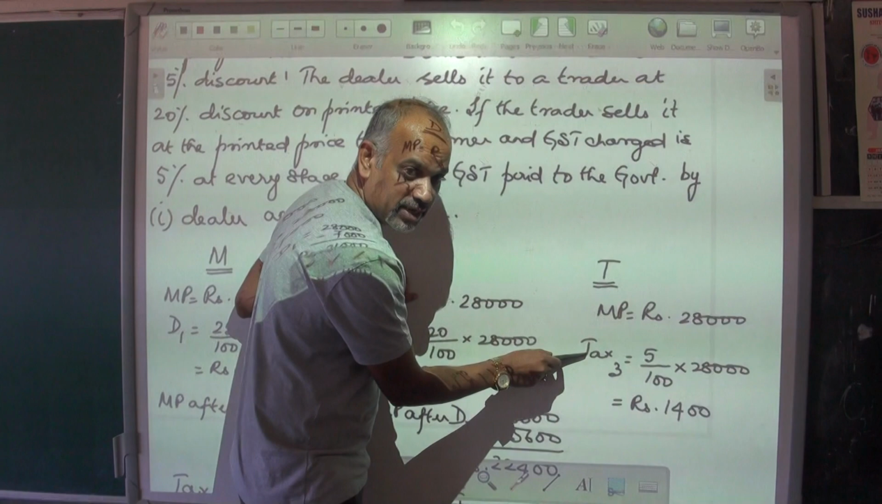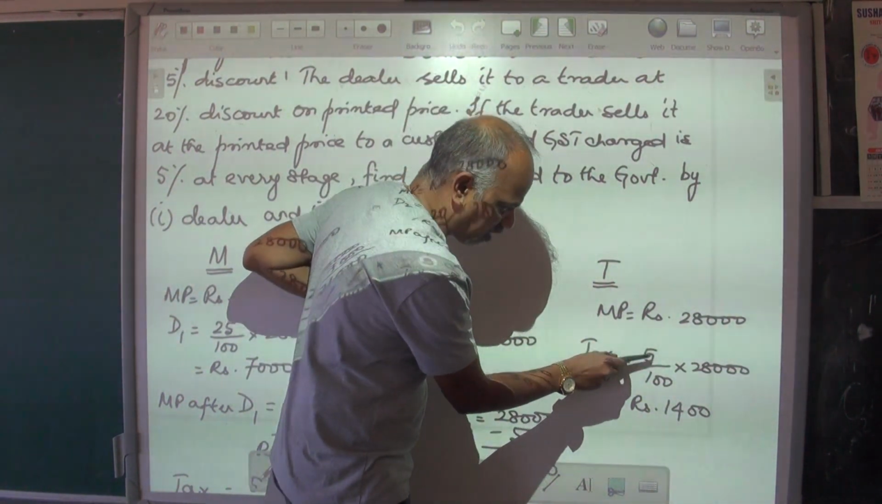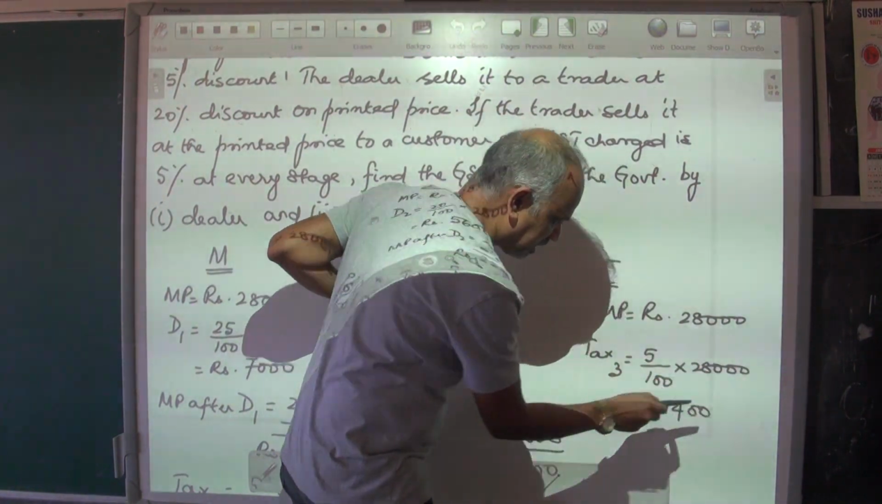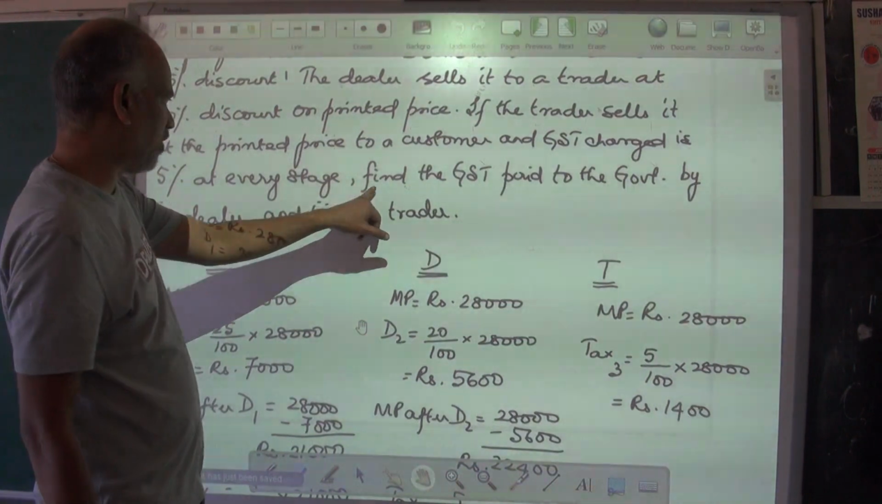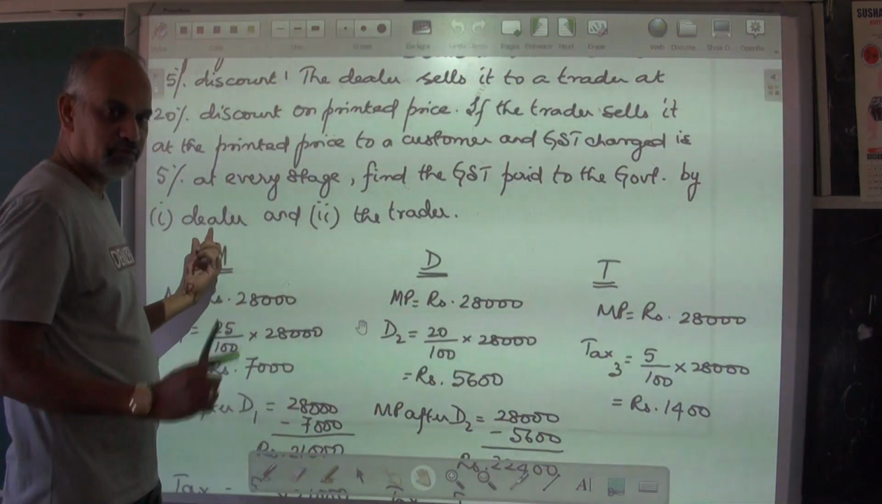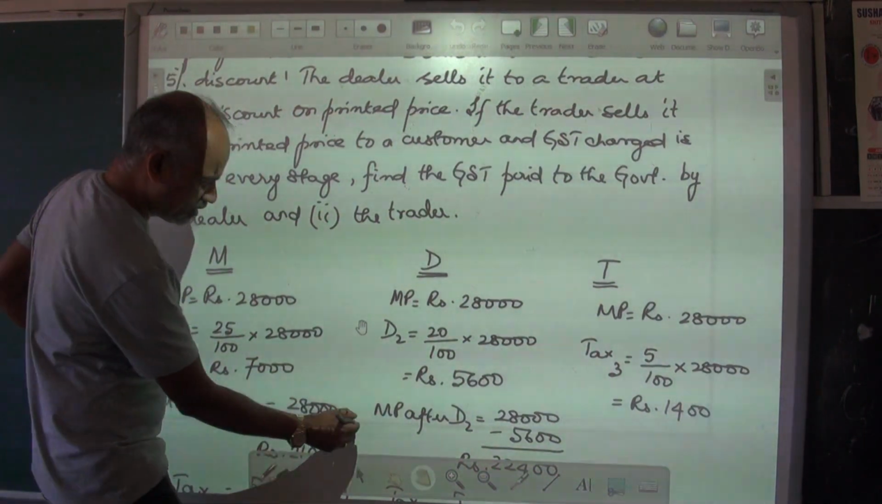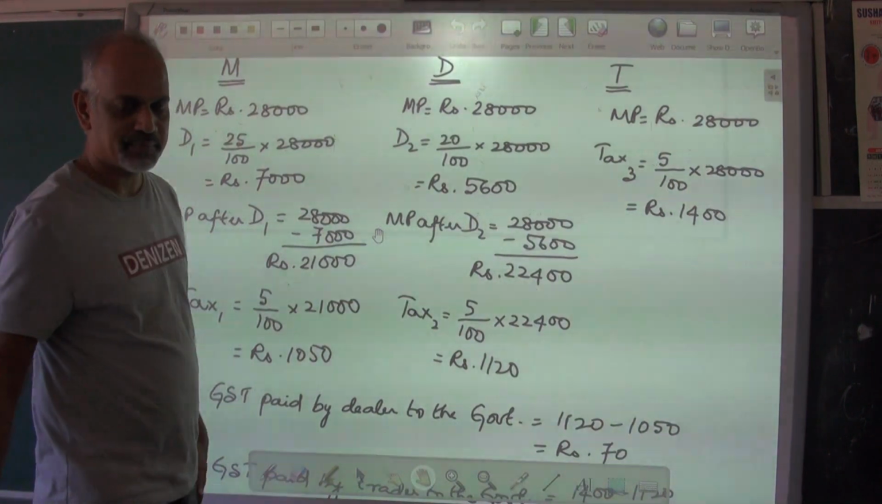On this, we calculate the tax. Tax in the third case is 5% tax, 5 over 100 of 28,000. That's rupees 1400. The questions are, find the GST paid to the government by the first person, the dealer. GST paid by the first one, the dealer.